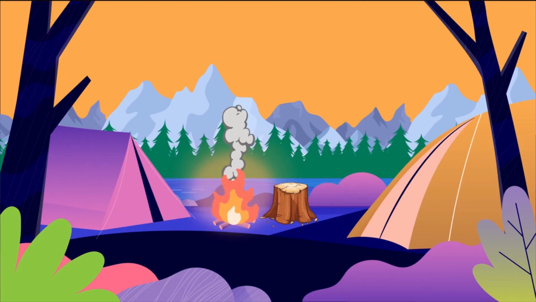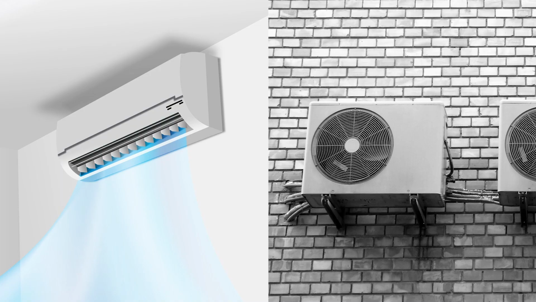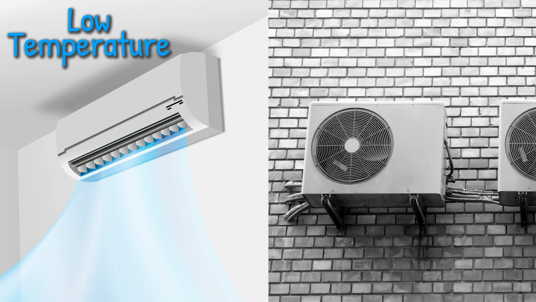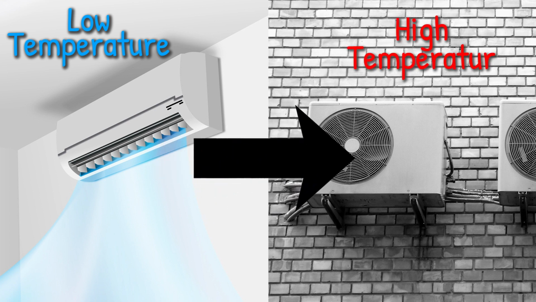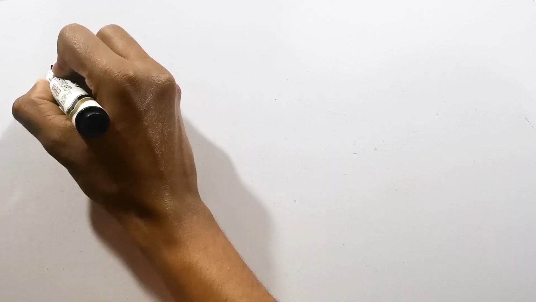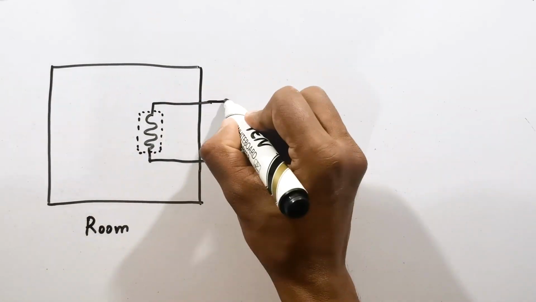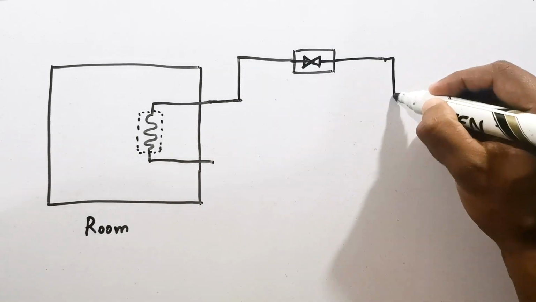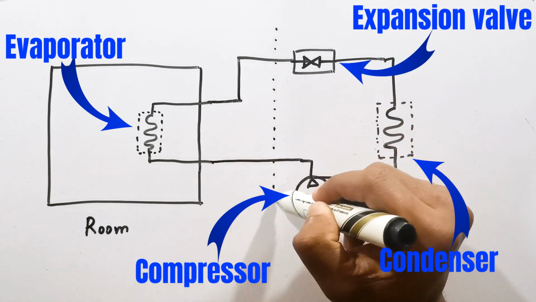In the normal environment, heat flows from high temperature body to low temperature body. But in this phenomenon, heat travels from low temperature place to high temperature place. Let's look at the scientific background. Air conditioning mechanism is a cycle, usually referred as vapor compression cycle. There are four major components: evaporator, compressor, condenser, and expansion valve.